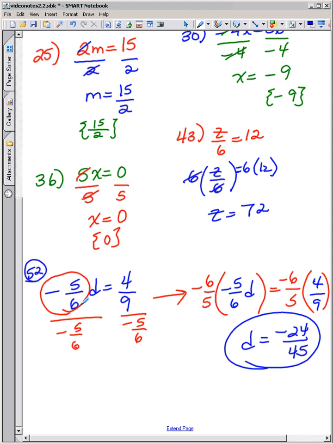If you have a fraction that's a coefficient, the easiest thing is just to multiply both sides by its reciprocal.